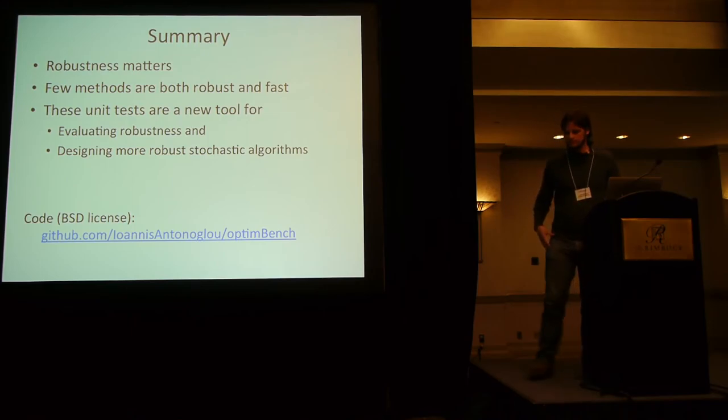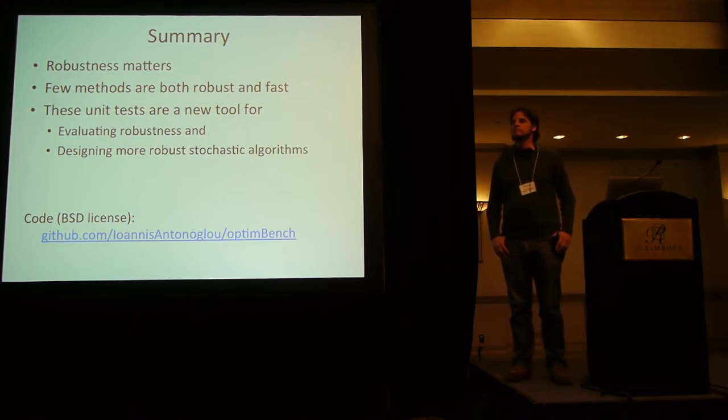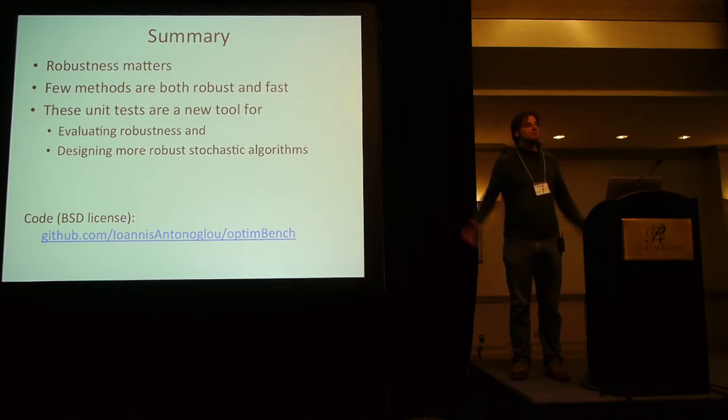Yes? So, you say that few methods are both robust and fast, so which are those? I meant none, but I didn't want to make too bold of a statement. Looked like some methods you have many more configurations of hyperparameters than others. That's right. It doesn't look fair. That's right. Some methods have more hyperparameters than others. But the ones that have fewer hyperparameters still aren't robust.